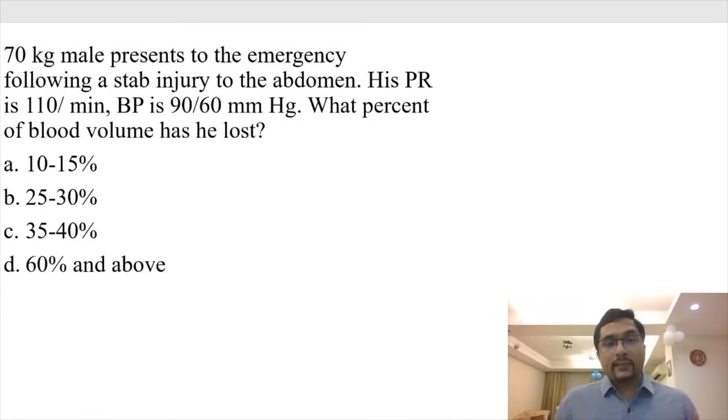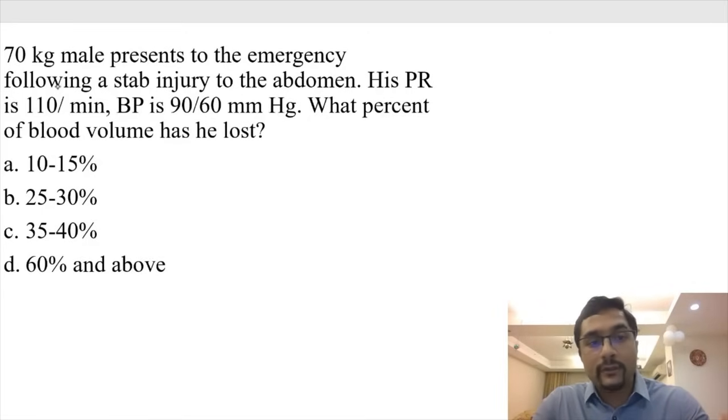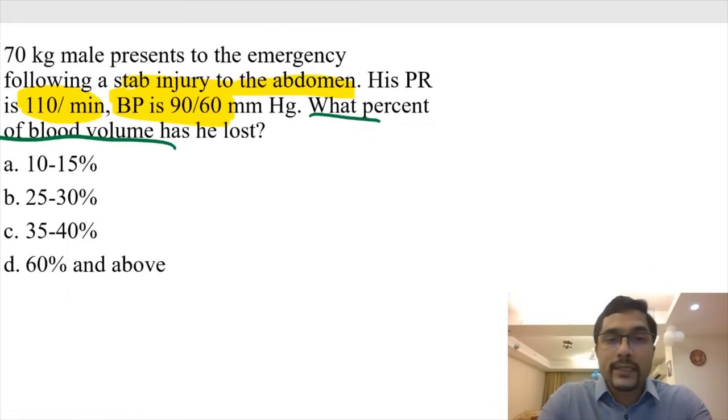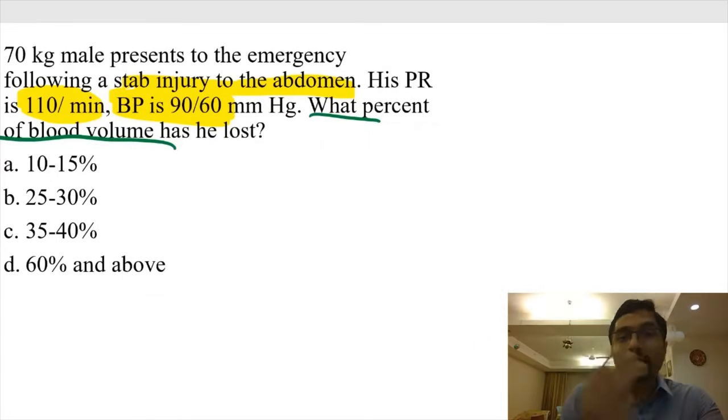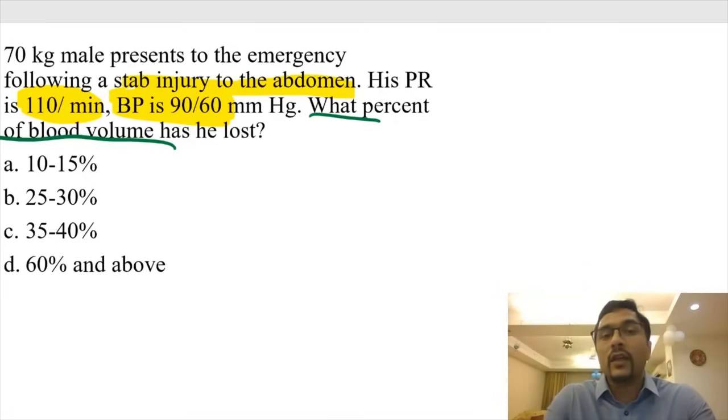Invariably, in every exam, there is a question from shock. So you have a 70 kg male who has come to the emergency following a stab injury to the abdomen. His pulse rate is 110 and his BP is 90 by 60. So again, tachycardia and hypotension is there. What percentage of blood volume has he lost? So you know that hypotension will develop in class 3 shock. Class 3 hypovolemic shock is when you will have hypotension, systolic BP will fall.